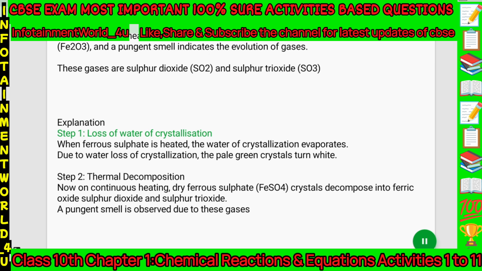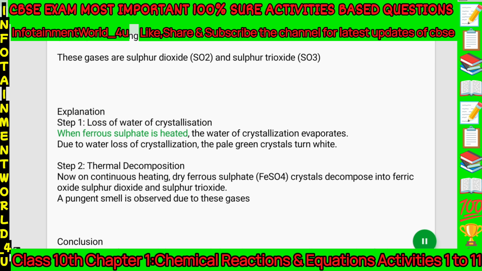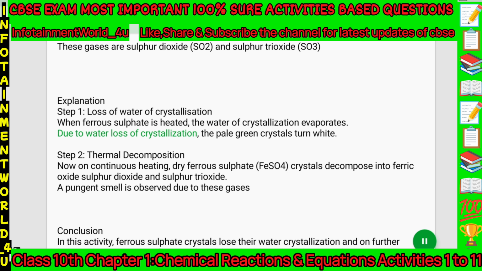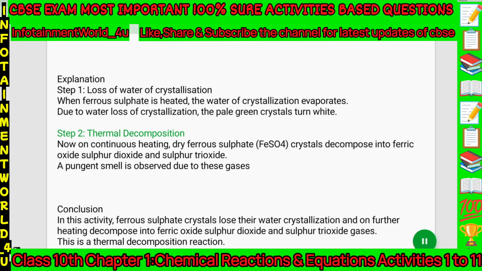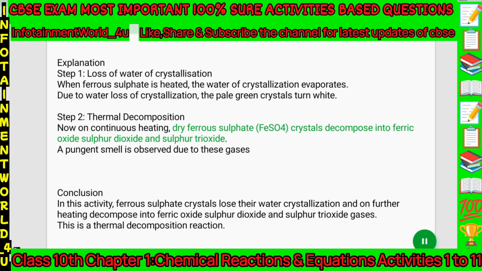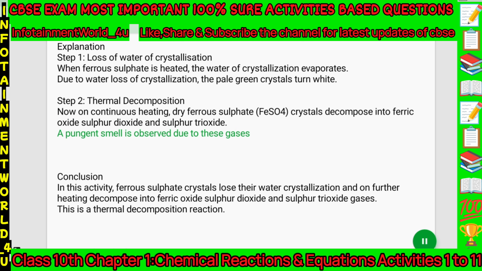Explanation. Step 1. Loss of water of crystallization. When ferrous sulfate is heated, the water of crystallization evaporates. Due to the loss of water of crystallization, the pale green crystals turn white. Step 2. Thermal decomposition. Now on continuous heating, dry ferrous sulfate, FeSO4, crystals decompose into ferric oxide, sulfur dioxide and sulfur trioxide. A pungent smell is observed due to these gases.